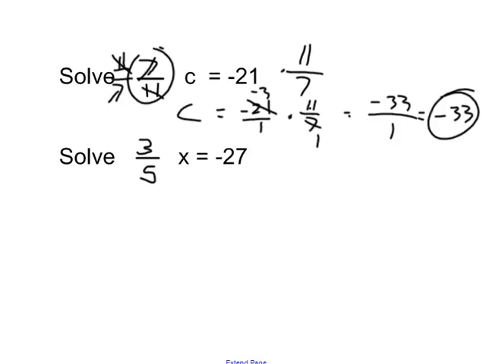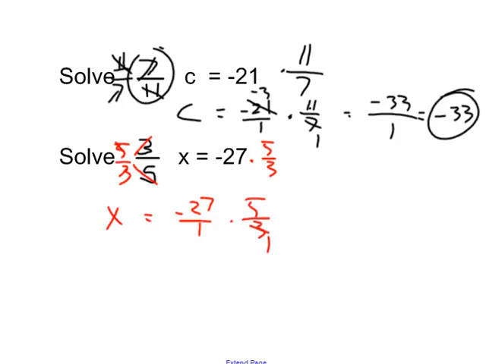Problem right here, I'm going to multiply again by the reciprocal. So I'm going to be multiplying both sides by 5 over 3, because the 5s will cancel and the 3s will cancel, leaving just x is equal to negative 27 over 1 times 5 over 3. You can do a little reducing.